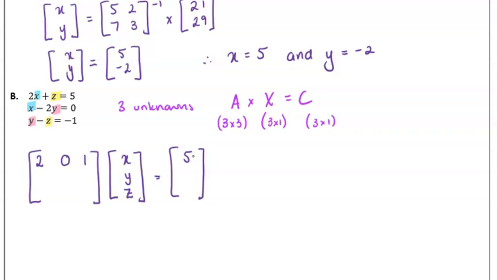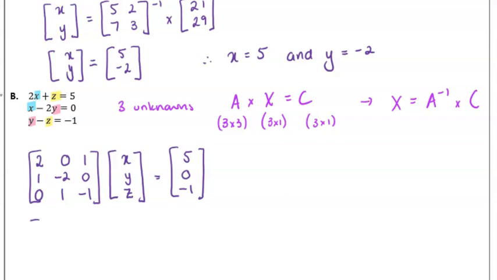If I move now on to the second equation, I've got 1x, I have negative 2y, and there are no z's. So I put a 0 there. And that equation, I'm told, is equal to 0. Finally, the third equation, I've got 0x, I've got 1y, and I've got negative 1z. And again, working across, that equals negative 1. The same process to solve this. So x will equal the inverse of matrix A times matrix C, our answer matrix.